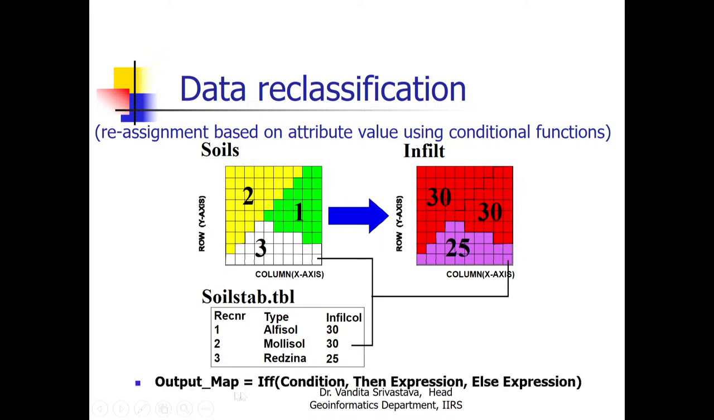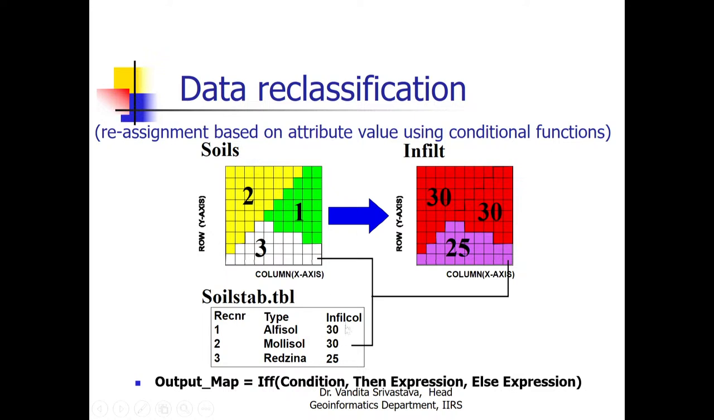You can also classify with the help of this kind of conditional if statements. This is how it is expressed. Output map is assigned equal to if and only if this condition is satisfied. Then you execute the then expression, this expression in this bracket, in this phrase, otherwise execute this expression.